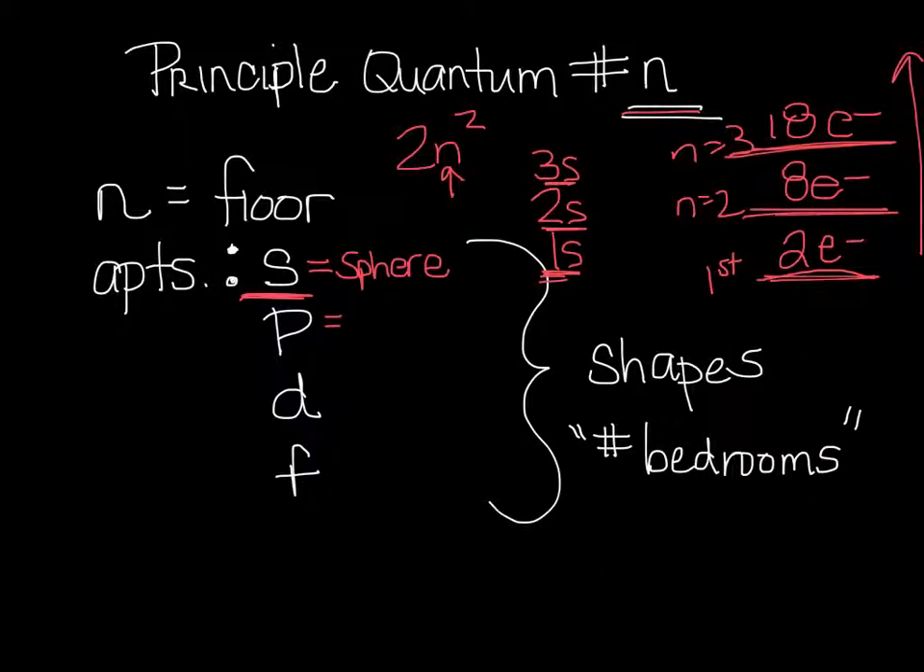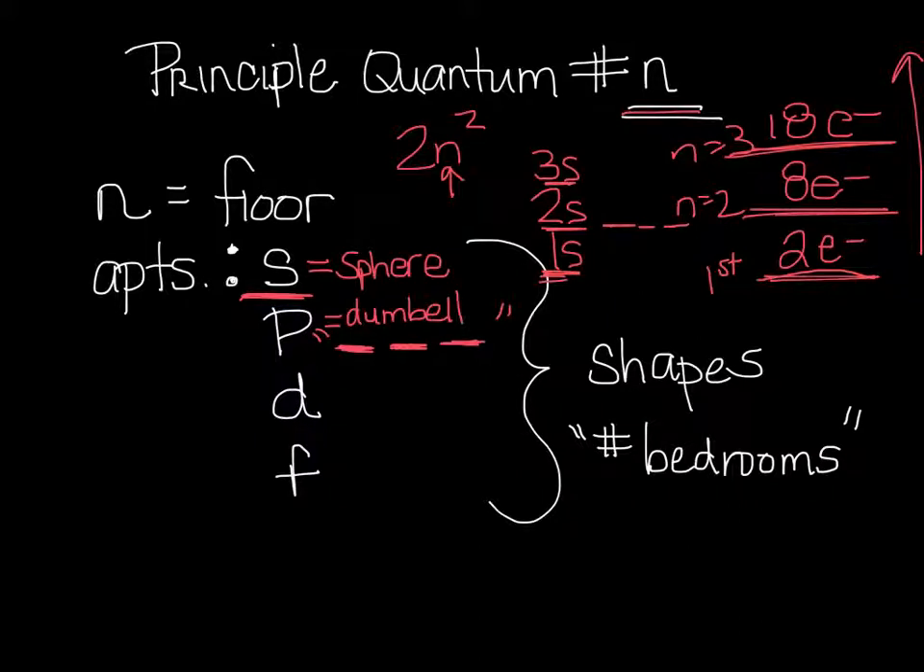Starting with the 2nd floor, it turns out that there's an S orbital, but in addition, there's also a P orbital. The shape of the P is actually a dumbbell shape, and it represents 3 different ways that electrons can be traveling. So not only does P have a dumbbell shape, but technically there are 3 P orbitals, 3 different orientations that P can take. So think of a P as a 3-bedroom apartment.